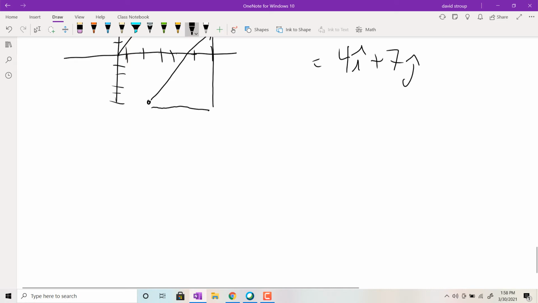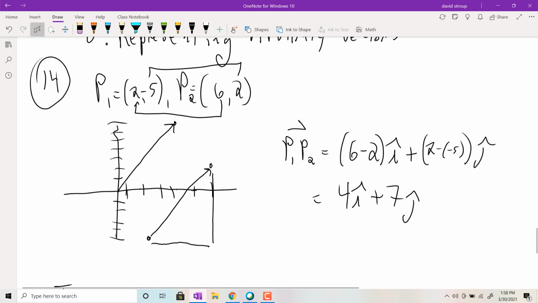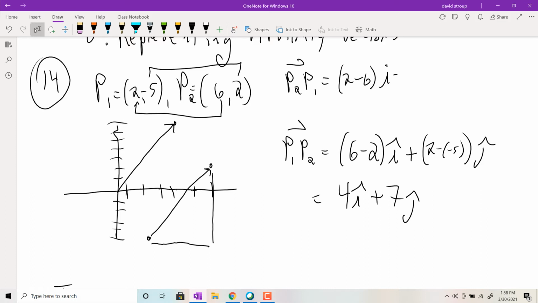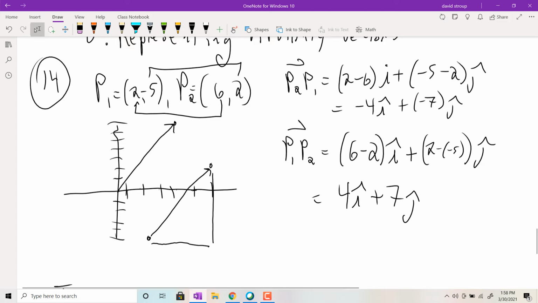Okay. In general, you have to be a little bit careful about the order. So if I want the arrow from P2 to P1, P2P1 is different, right? This is the opposite direction, and it would be 2 minus 6 i plus -5 minus 2 j, right? So that would equal -4i plus -7j. There's no reason to write it that way, you just write minus, but anyways, of course that will just go in the other direction.